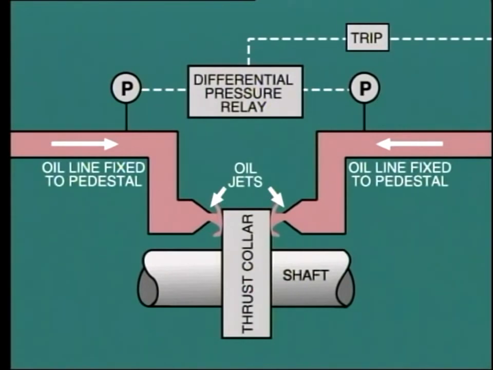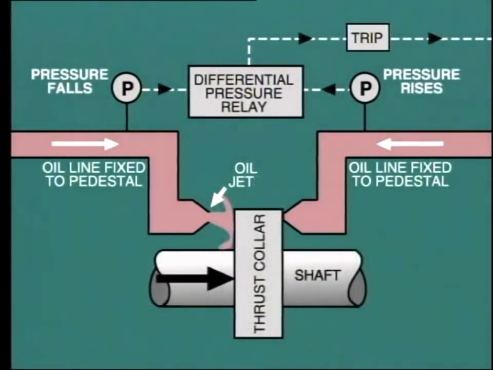If the thrust bearing were to fail, allowing axial movement of the rotor, we could run into the serious problem of contact between the rotating and stationary blades. Therefore, it is essential that at the first sign of thrust collar movement indicating failure of the thrust bearing, the trip relay be activated so as to close the stop valve and bring the turbine to a halt.